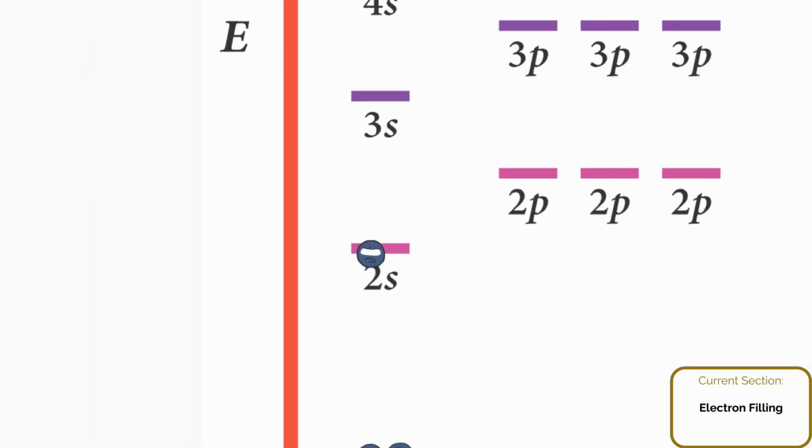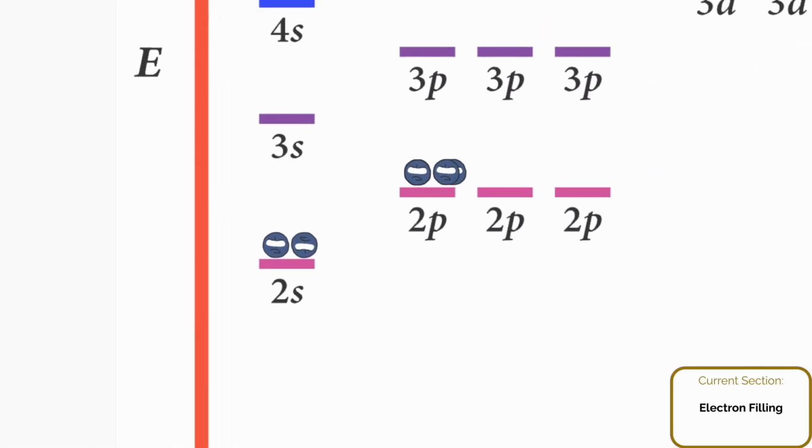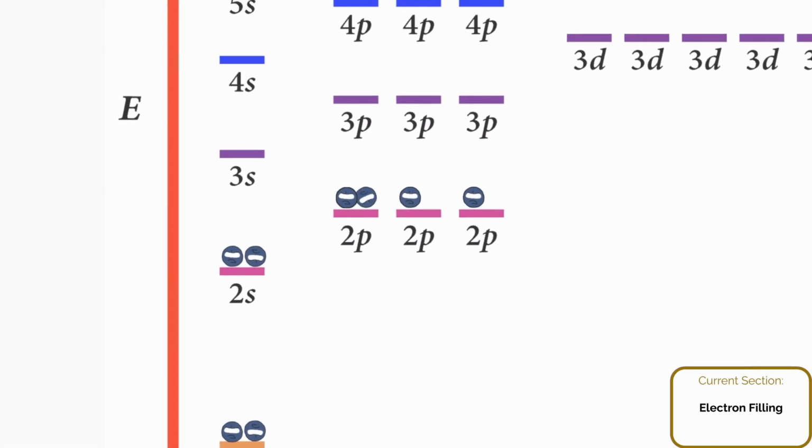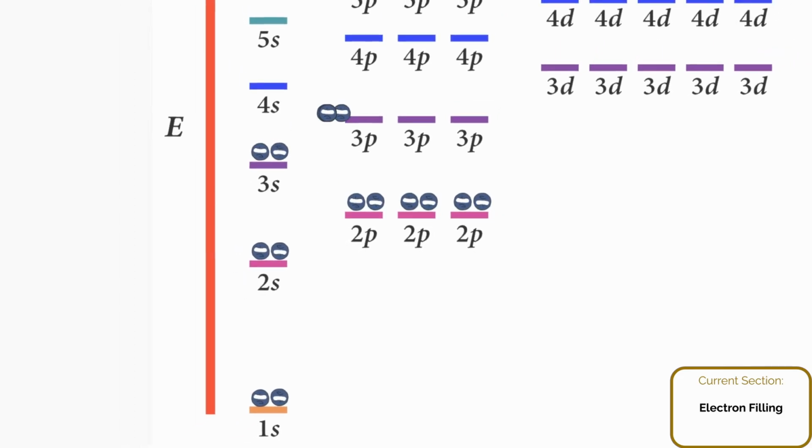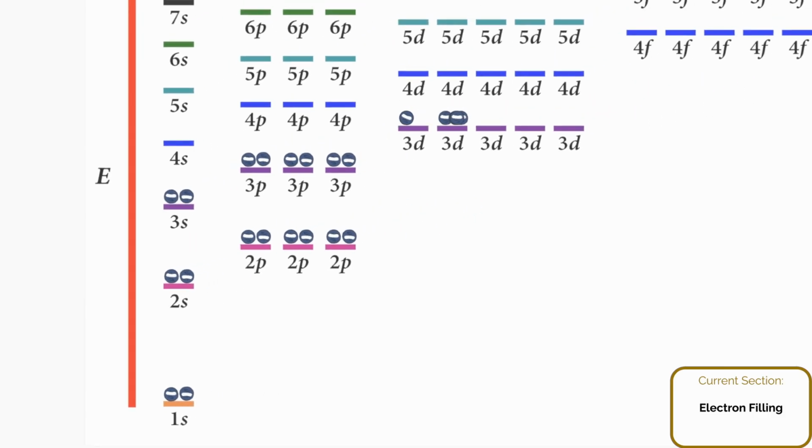Electrons always fill subshells from lowest to highest energy, and they fill orbitals from left to right. First, putting 1 electron spinning upwards in every single orbital inside the subshell, and then a second electron spinning downwards in every single orbital inside the subshell.